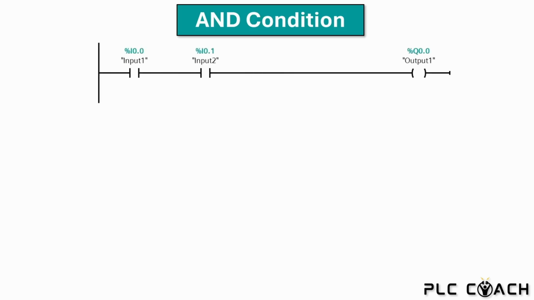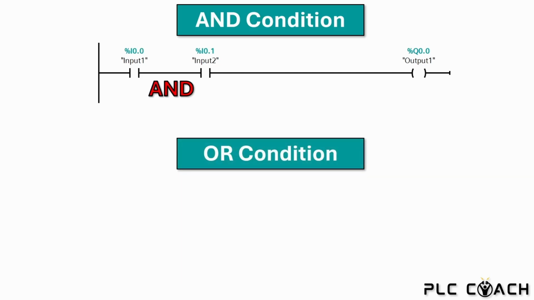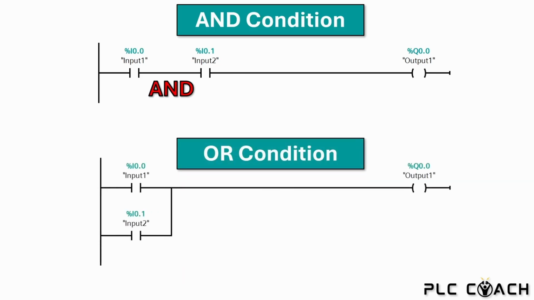In the last video we learned about the AND logic connection. In ladder it looks like this. Input 1 and input 2 must be true for output 1 to be activated. In this video we will do the next step and learn about the OR logic connection. Here is what it looks like. Now either input 1 or input 2 must be true for output 1 to be activated.